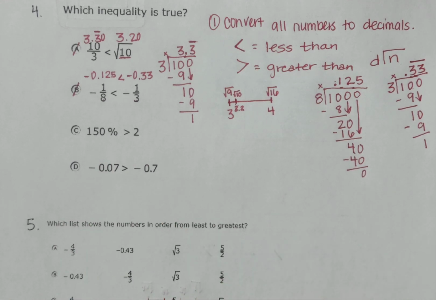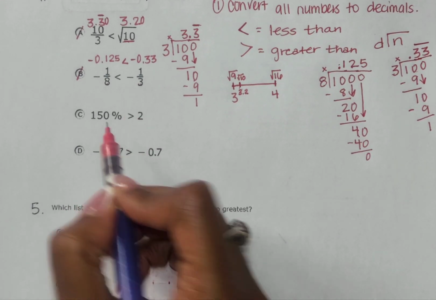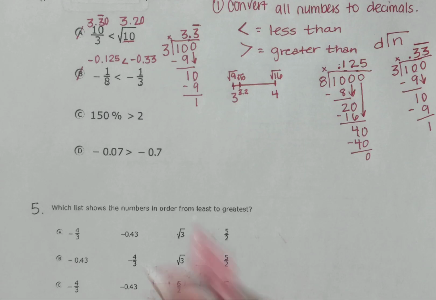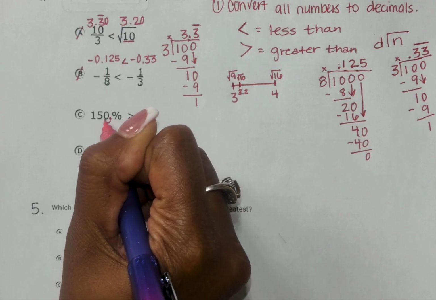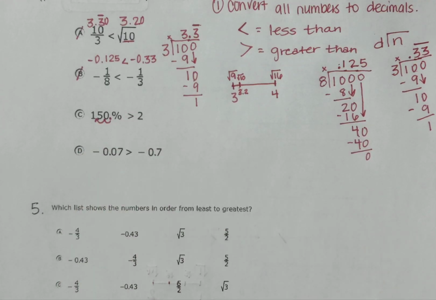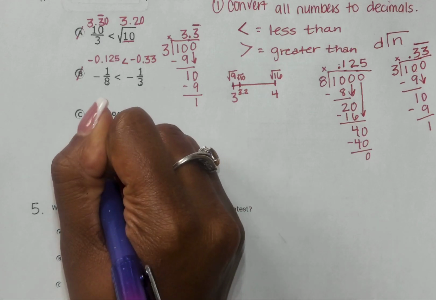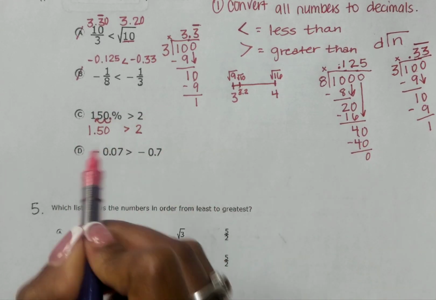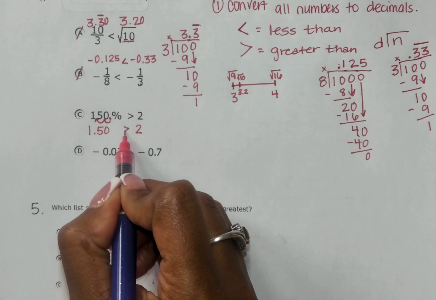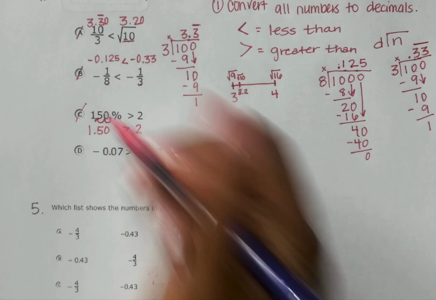Looking at our C option, we have a percentage and a whole number. So we know that there's always this imaginary decimal at the end of a number. And when we convert a percentage into a decimal, we just move the decimal 2 units to the left. So this would give us 1.50. Well, $1.50 is not greater than 2, making that incorrect.